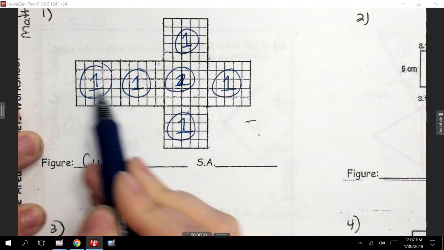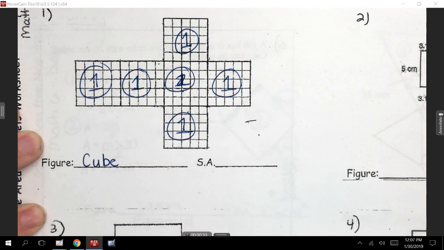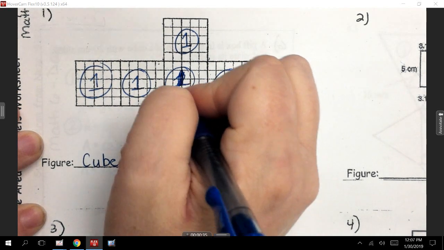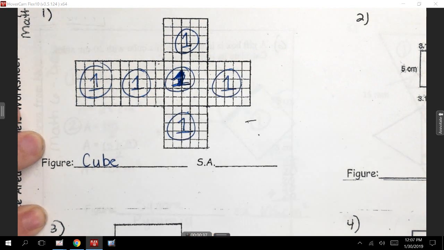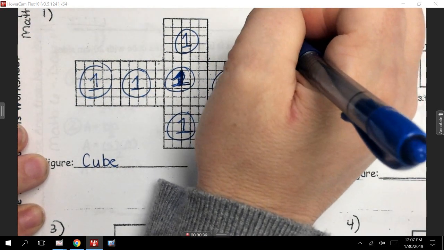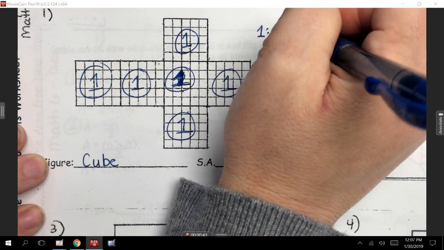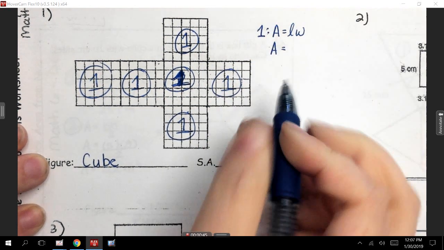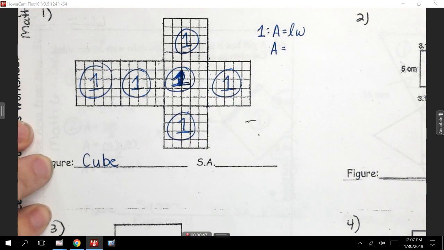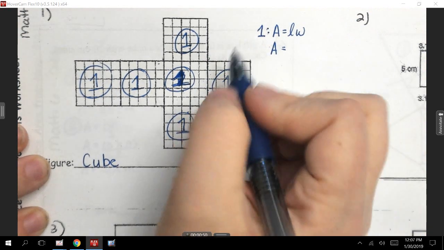And I can see that there are 1, 2, 3, 4, 5, 6 of them. And that is supposed to be a 1 there in the middle. All right, so I'm going to do shape 1 over here to the side. Write my formula, area equals length times width. So area equals. Now the problem is when I look at this shape, it doesn't have any numbers on it. So I'm going to need to count that out.